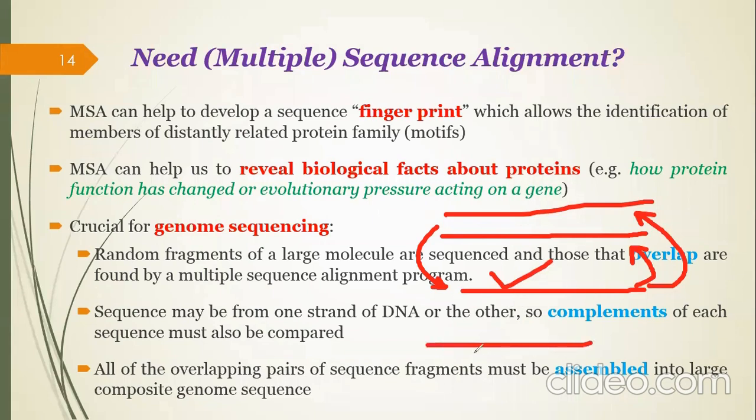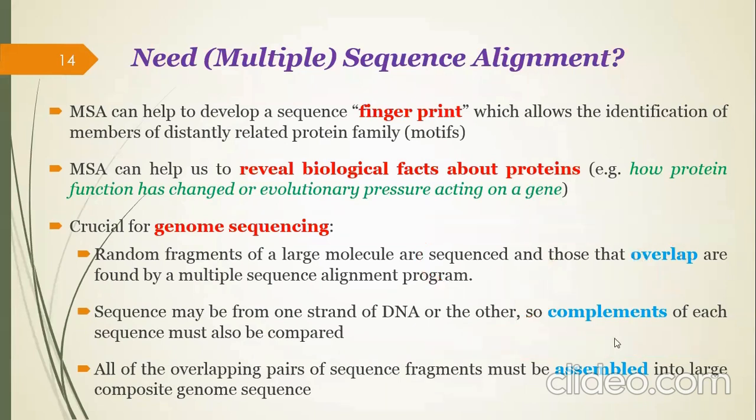Like we have two sequences, one is a sense strand and the other is the antisense. That can be aligned as well. Is it clear? So the complementary sequence can also be compared in multiple sequence alignment.